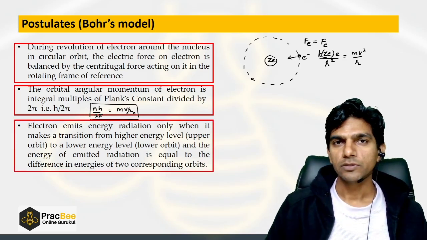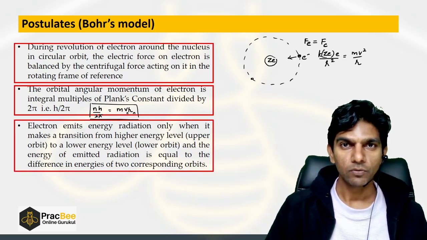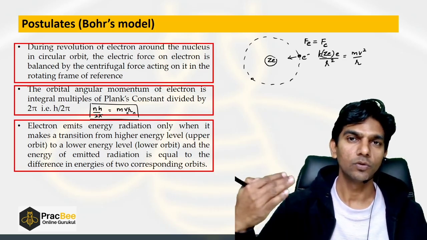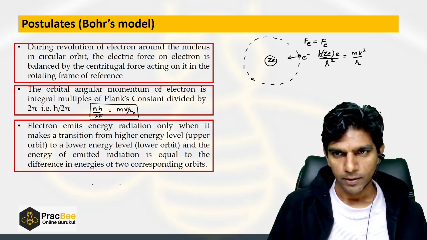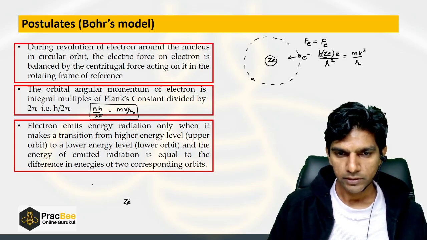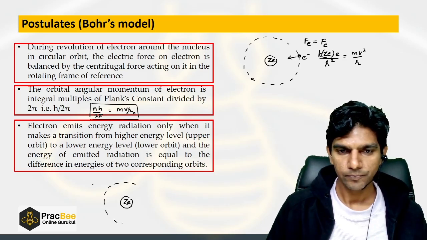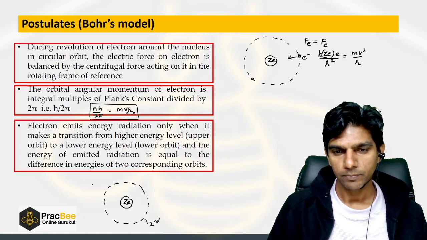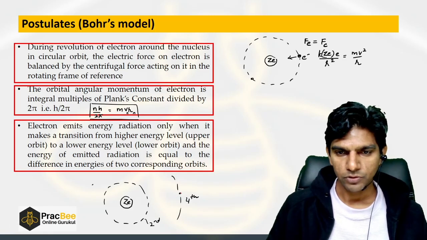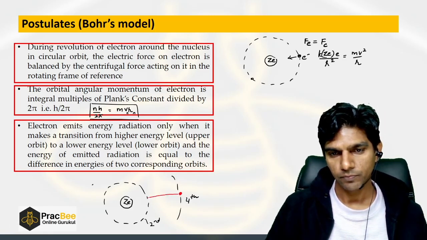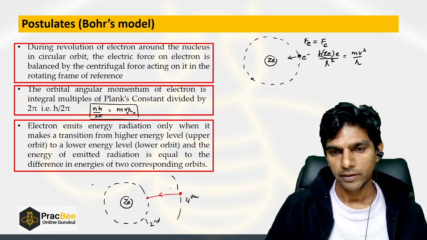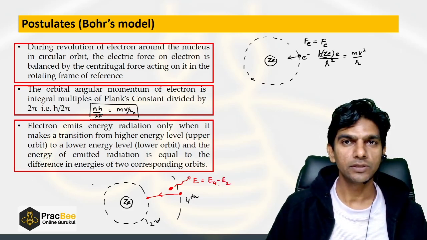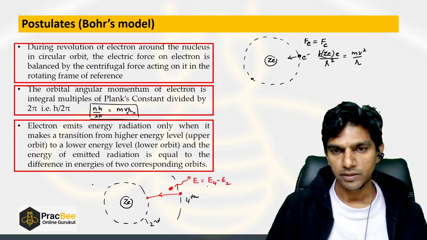And the third thing: when the electron is orbiting in a particular orbit, it does not radiate energy. It only radiates energy if it is coming from a higher energy level to a lower energy level. Suppose this is the nucleus, and let us say this is the second orbit, and this is the fourth orbit. If the electron jumps from the fourth orbit to the second orbit, it radiates a photon of energy which is nothing but E4 minus E2, the difference of the energies of the two levels. So do remember these three postulates.